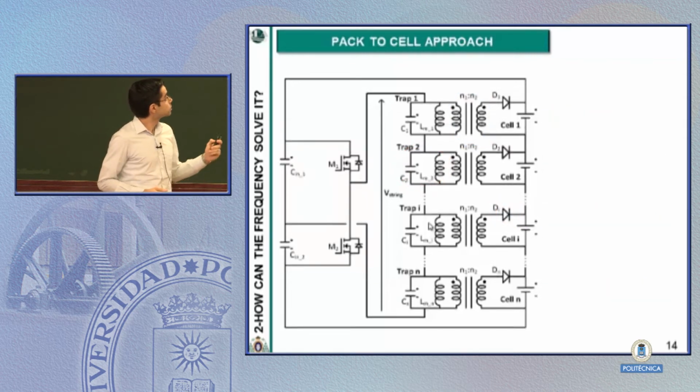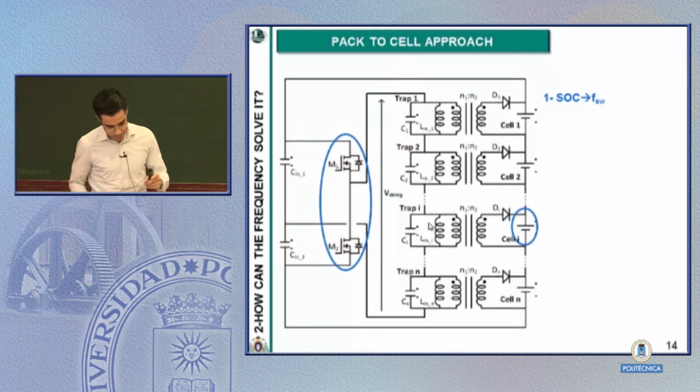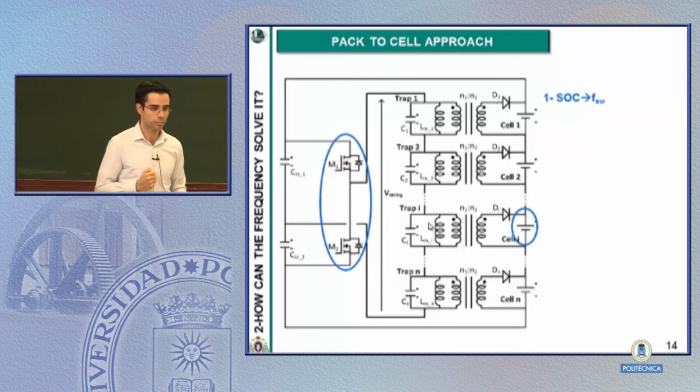How does this work? Well, very simple. As it says in the title, it's a pack-to-cell approach. I'm going to extract energy from the battery pack, that is, from all the cells that I have in series, and I'm going to inject that energy into the chosen cell, the cell with the lowest amount of energy stored in it.